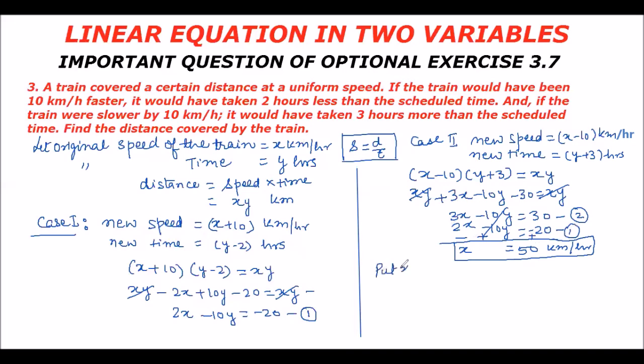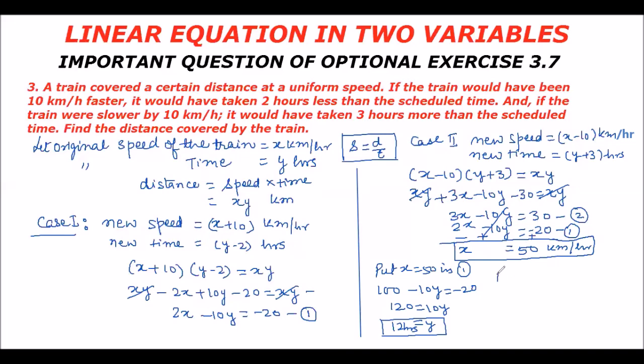Put x is equal to 50 in the first equation. So when you put x is equal to 50 in first, it will become 100 minus 10y is equal to minus 20. Bring this 20 this side and 10y that side. So you will get 120 is equal to 10y, or you can say that y is equal to 12 hours. So y is 12 hours and x is equal to 50 kilometer.